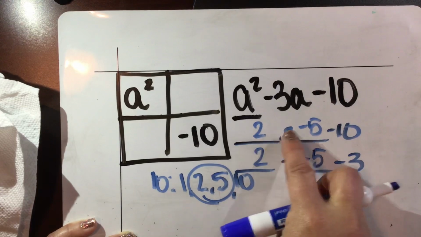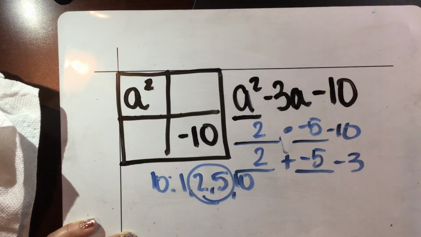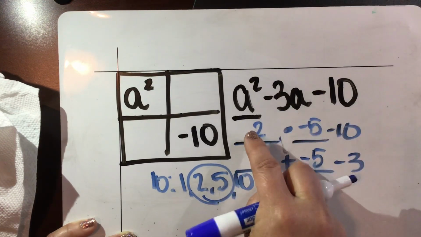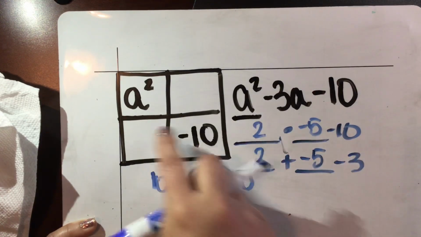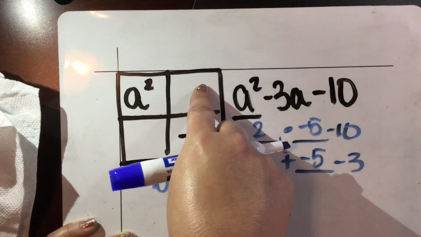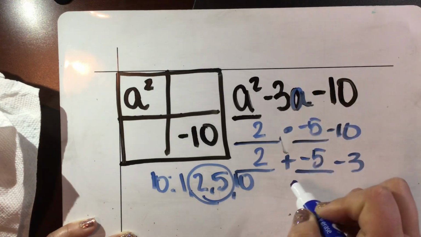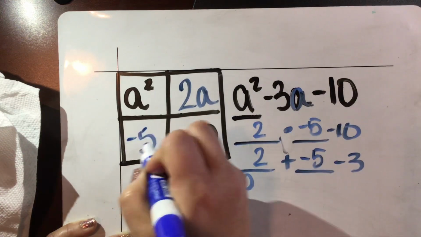So I can verify that 2 times negative 5 is negative 10, and 2 plus negative 5 is negative 3. So when I asked myself what two numbers multiply to negative 10, but add to negative 3, this is what we figured out. So we're going to take those two values and put them here. It doesn't matter which one goes where, the 2 here or here, the negative 5 here or here, but just remember that these are going to have an a associated with them. So 2a and negative 5a.